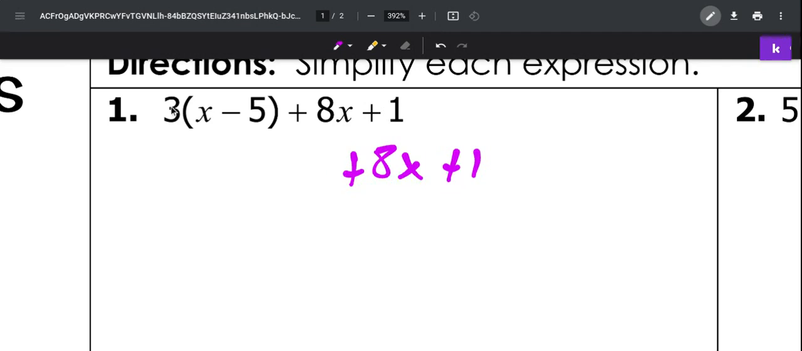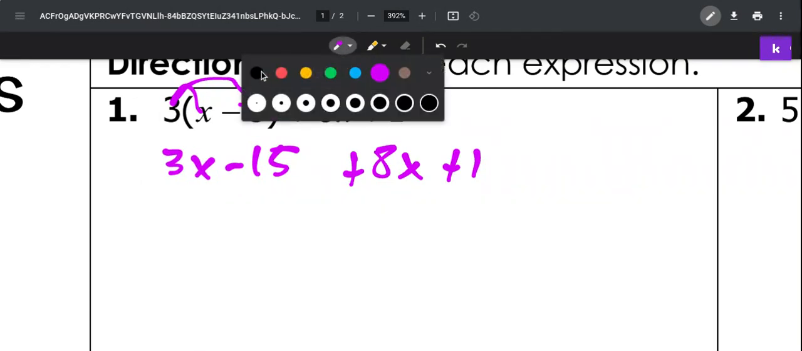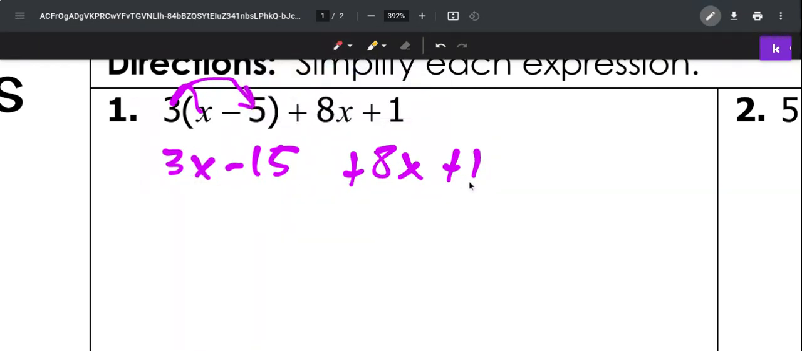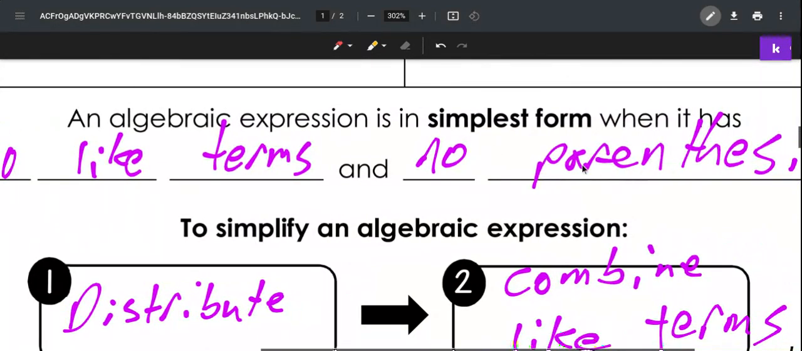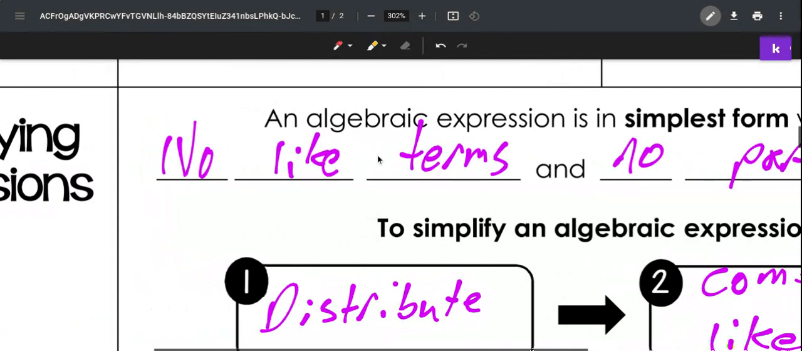But I am going to distribute this 3 to x. So when I multiply 3 times x, that's 3x. Then I'm going to multiply 3 by 5, but make sure you see there is a minus sign in front of that 5. So I treat that as if it's negative 5. So that would give me negative 15. All right. Now, I've done my distribution. I don't see any more parentheses, so this part is finished. I've checked the box of no parentheses. Now I need to check the box of no like terms.